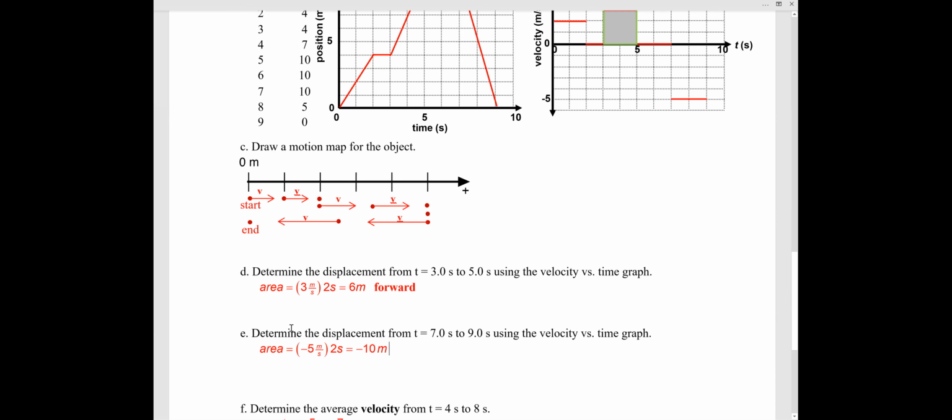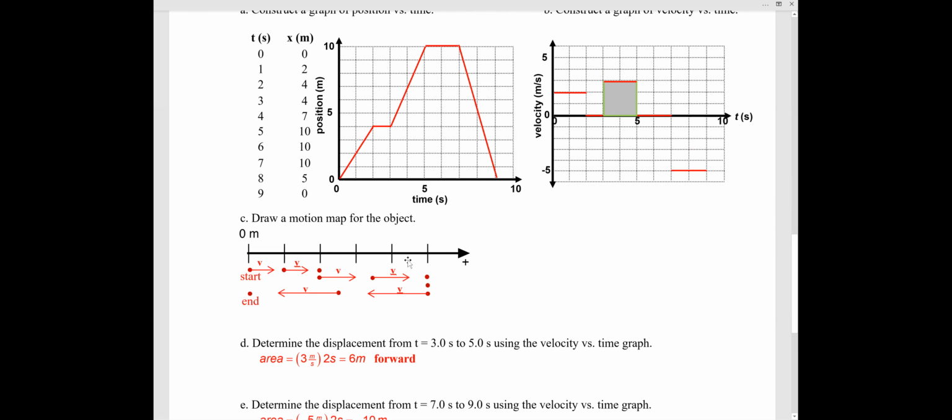Now you can check these from the position time graph, going from 3 to 5. Here's 3 seconds, and here it is at 5. So it's going from position 4 to position 10. So that's a 6 meter difference. It just specifically asked you to use the velocity time graph. So that's why I took an area approach. And you do need to be able to think of both because you may not always be given both. So if you're given the position time graph, you can figure out this 6 meters easy just by looking at the graph. But if you're only given the velocity time graph, you need to remember that it's the area under the line that tells you displacement.